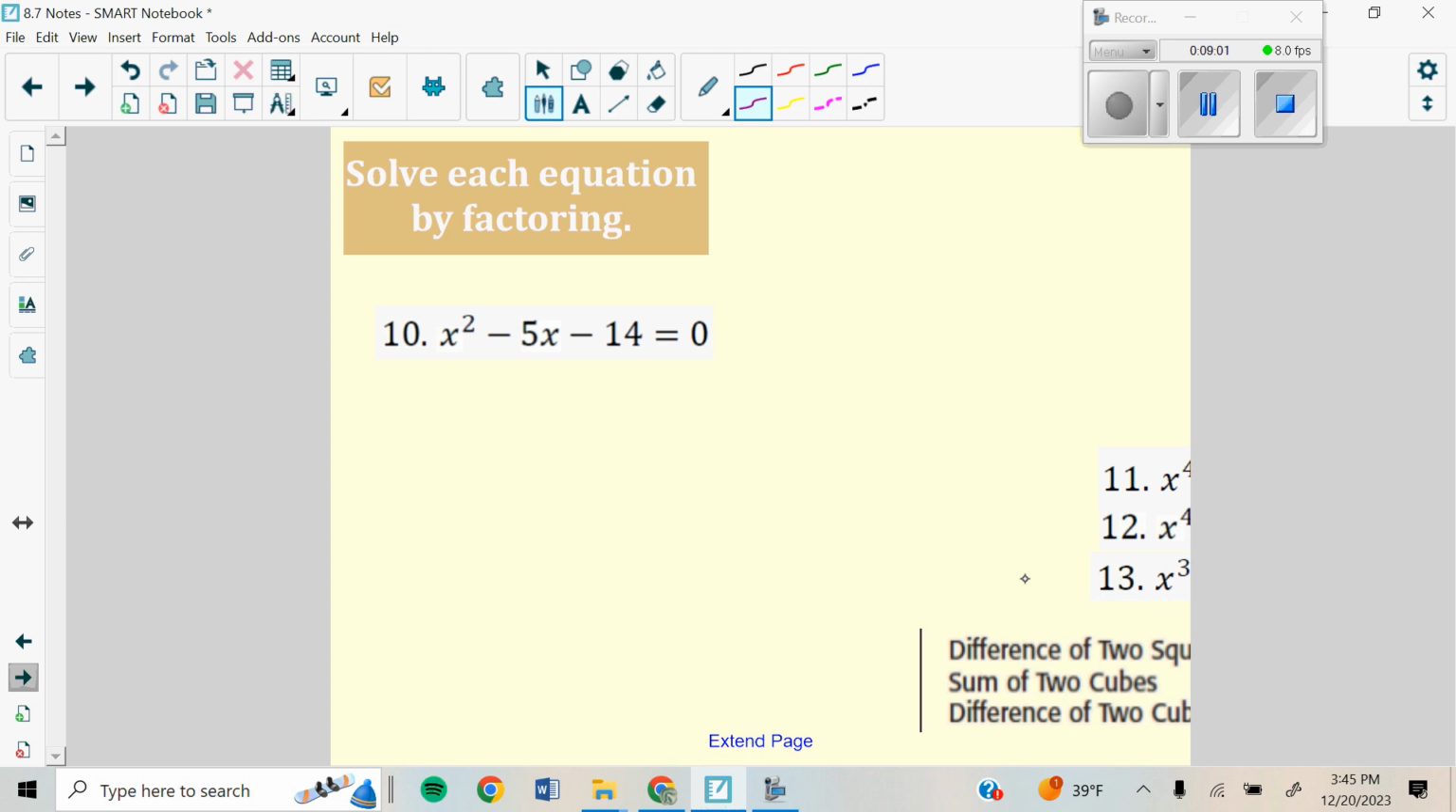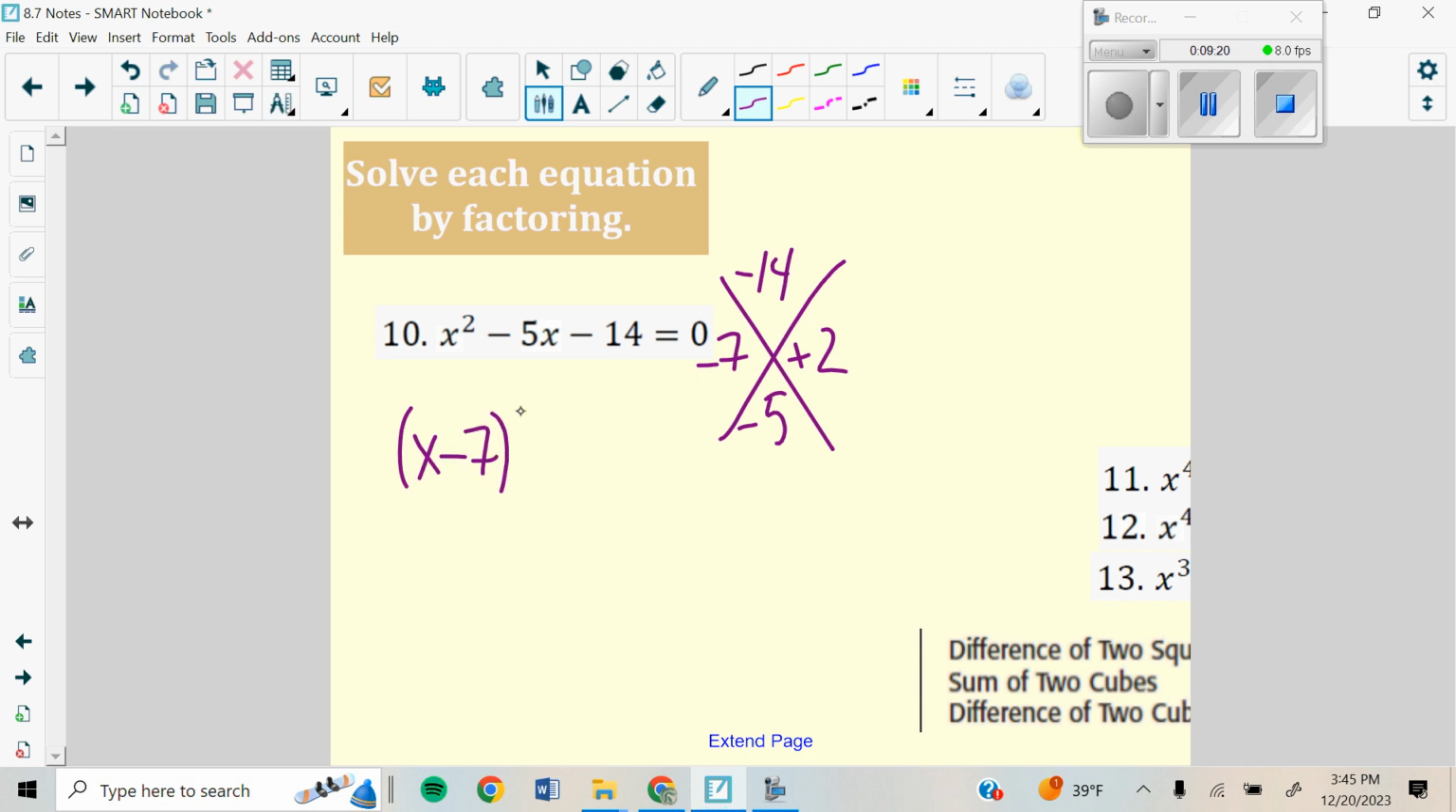All right, so let's go ahead and look here. It has an equals 0, but we're going to treat it just like the last problems we were doing. What multiplies to negative 14 and adds to negative 5? That's our negative 7 and our positive 2. So we are going to put those into our shortcut, x minus 7, x plus 2. Notice it's just a squared term here.